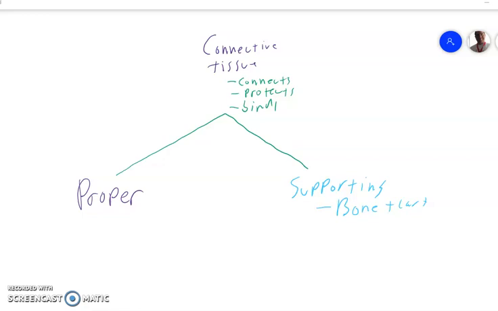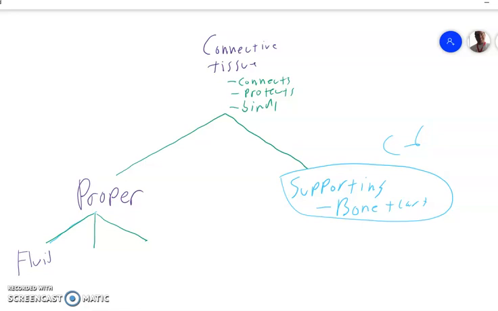And when we had an 18-week semester, I would lecture on supporting connective tissues here, and then repeat everything in chapter 6. There's no reason to repeat myself, so we'll save off the supporting connective tissues to chapter 6. Now, proper connective tissues have 3 groupings. There's fluid, there is dense, and there is loose.